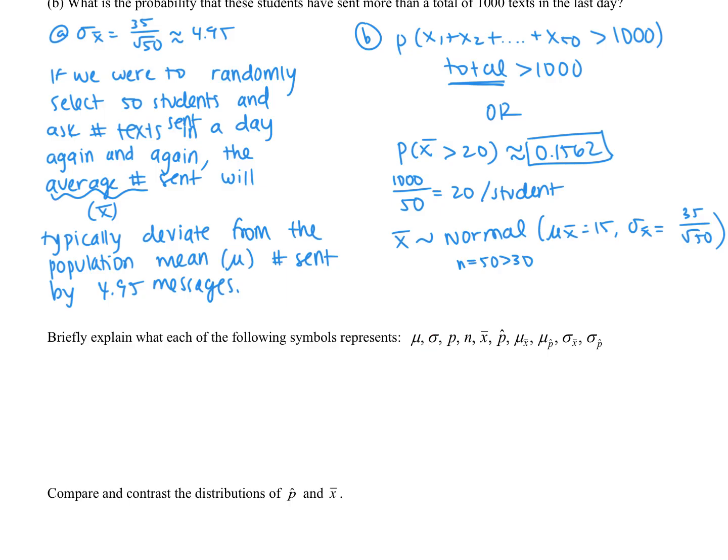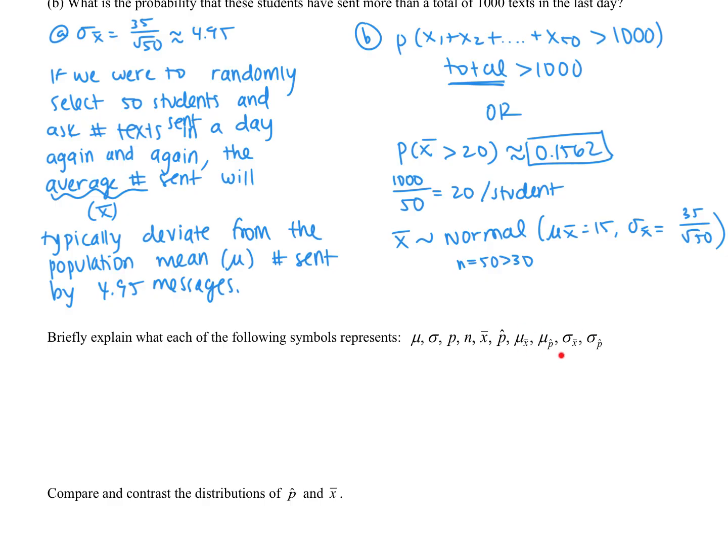Population standard deviation. So we have population mean, population standard deviation. You have to write the word population. If you write mean, it's wrong because that's just not specific enough. What is P? Population proportion. What is N? Little n, sample size. X bar is sample mean. P hat, sample proportion.